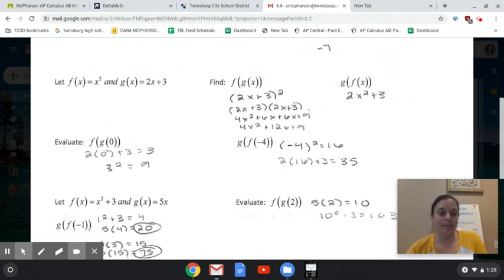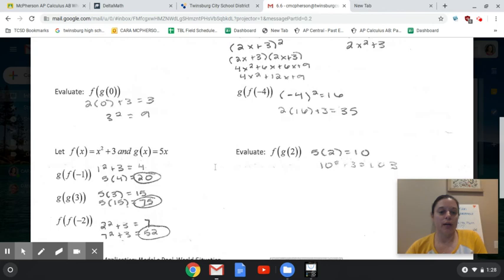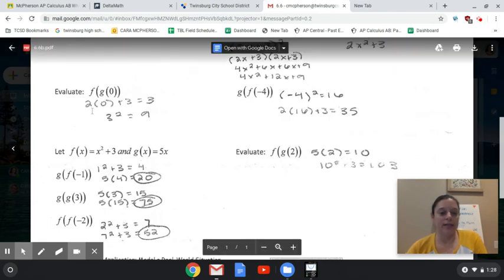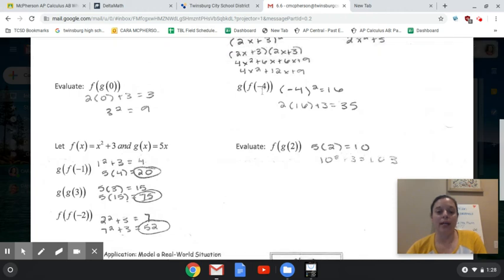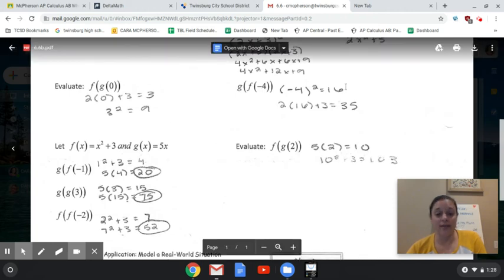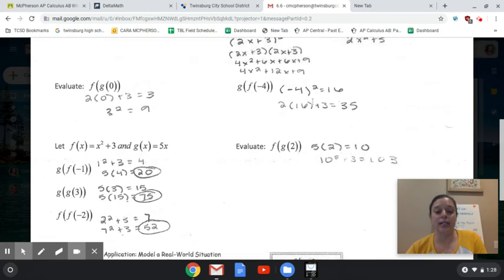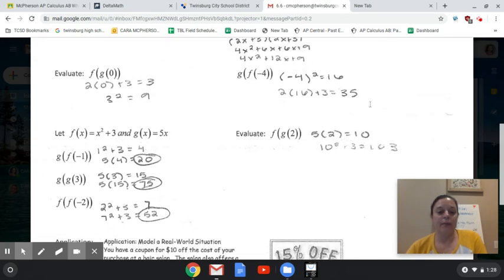Then we went through some more numeric ones. All of these you should already have done, but it's nice to hear my voice and talk through them. So work inside out, put 0 into g, and then put that answer into f. 9 is your final answer. This one, watch your negative. When you put a negative in and square it, you get a positive 16, and then put 16 in to get your final answer of 35.